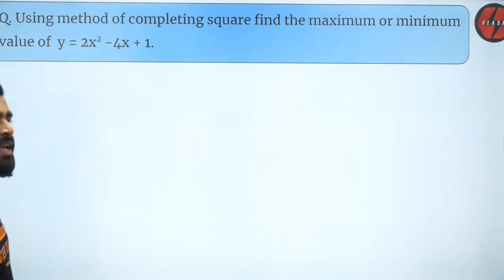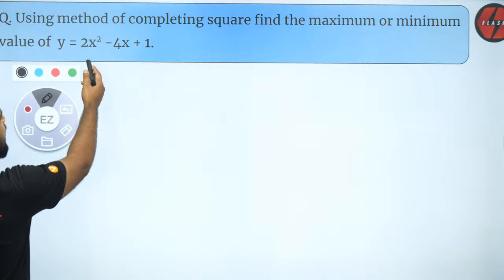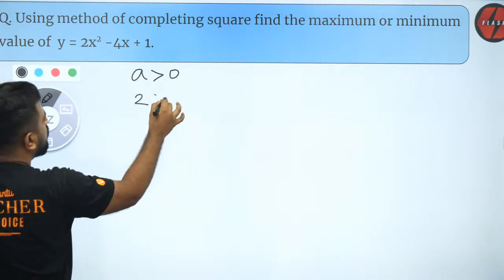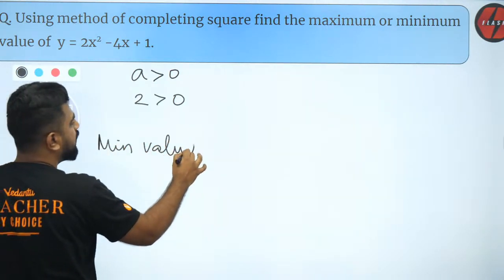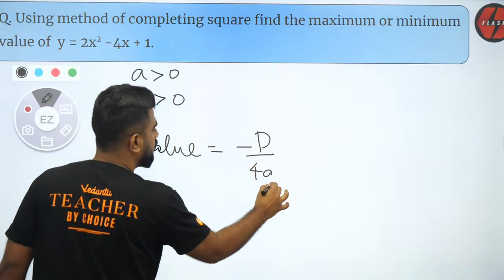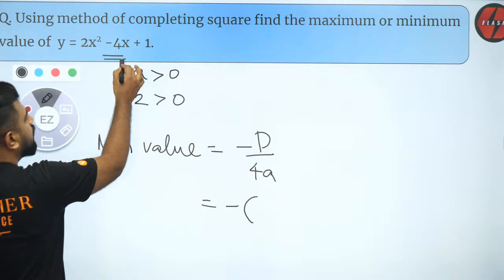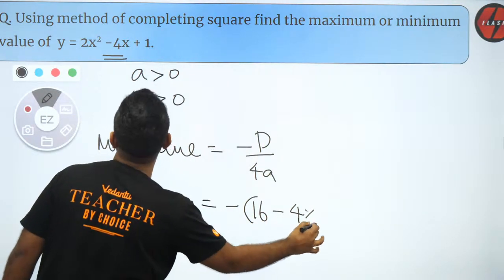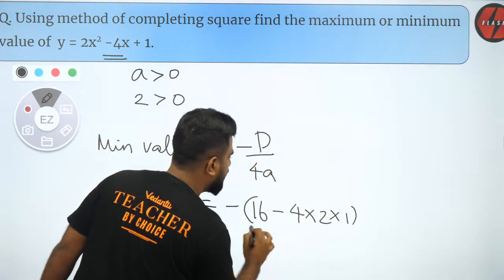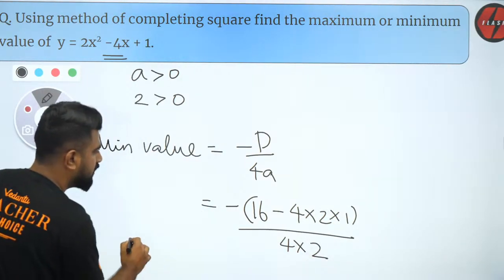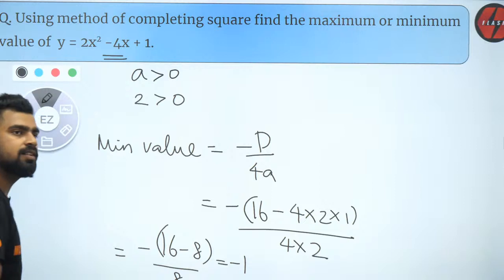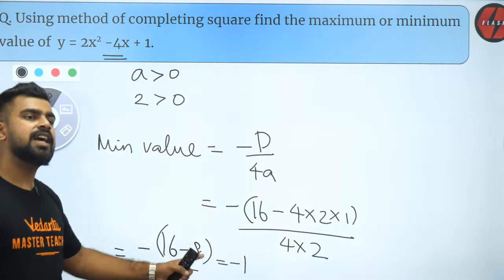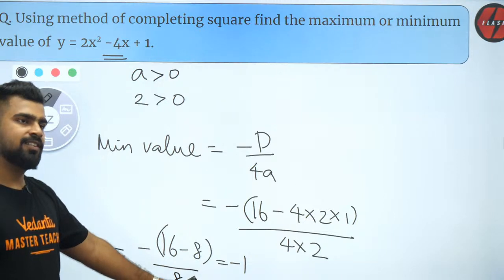How to do this sum in this method? Yes, Arjit, very good question. Let me show it to you. I know A is positive, right? Because A is 2. So we know it will be the minimum value. Minimum value is equal to minus D by 4A, which is minus of B square minus 4AC divided by 4A, which is minus of 16 minus 8 by 8, which is minus 1. Did I get the same answer? Brilliant, right?